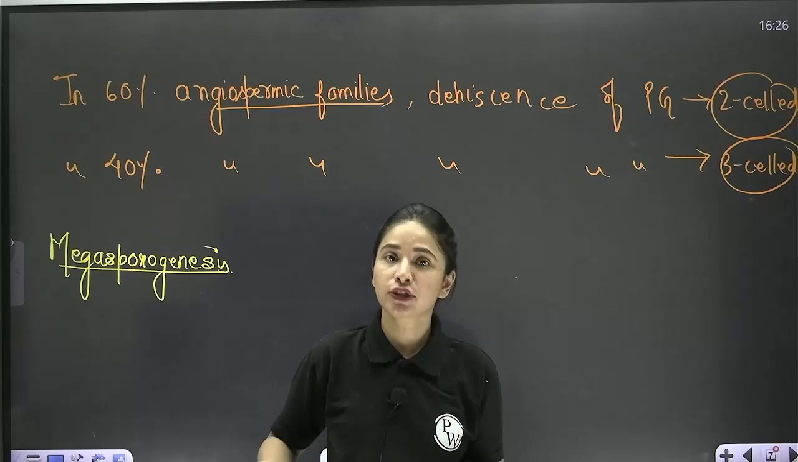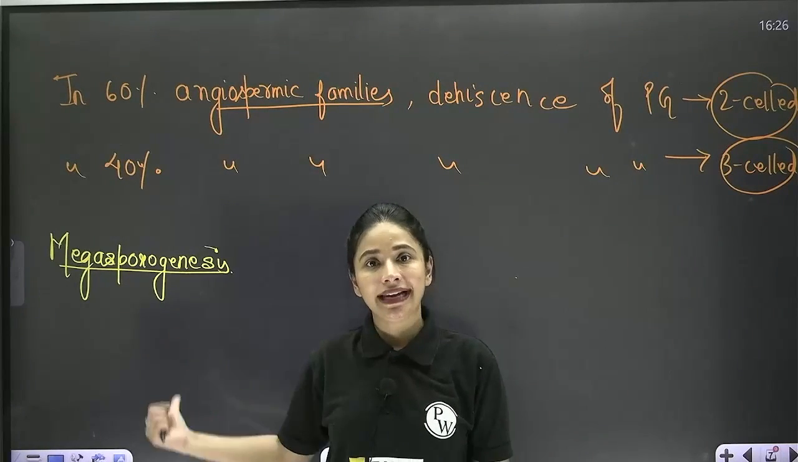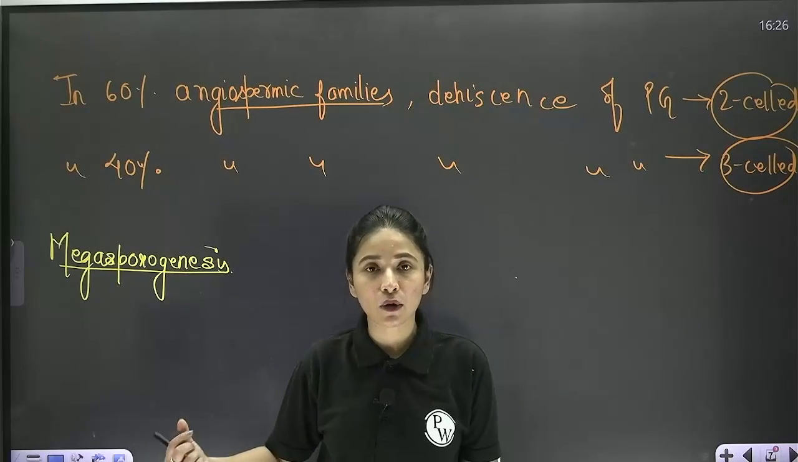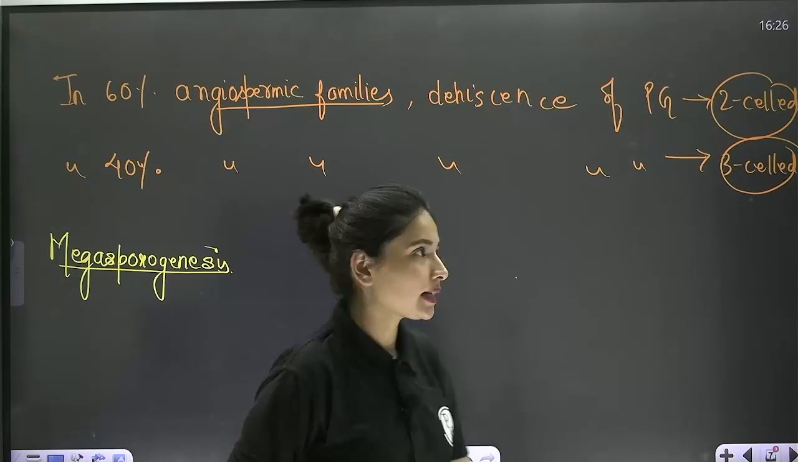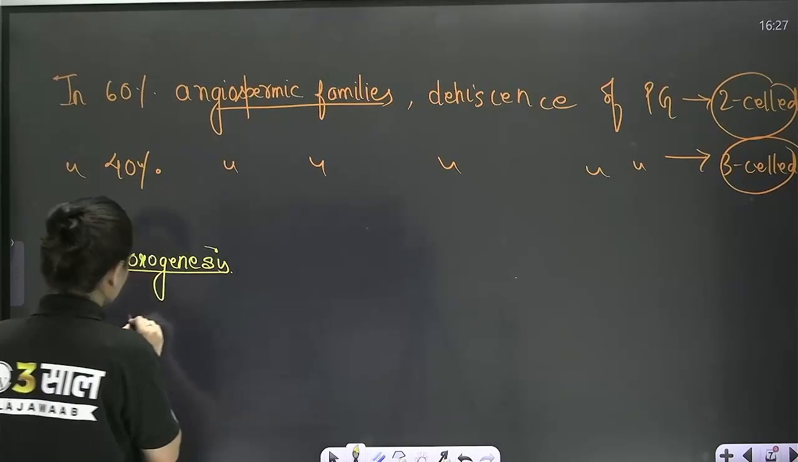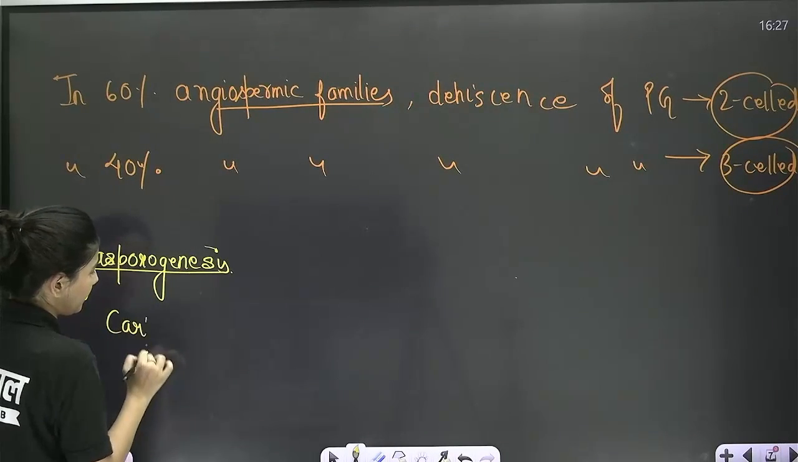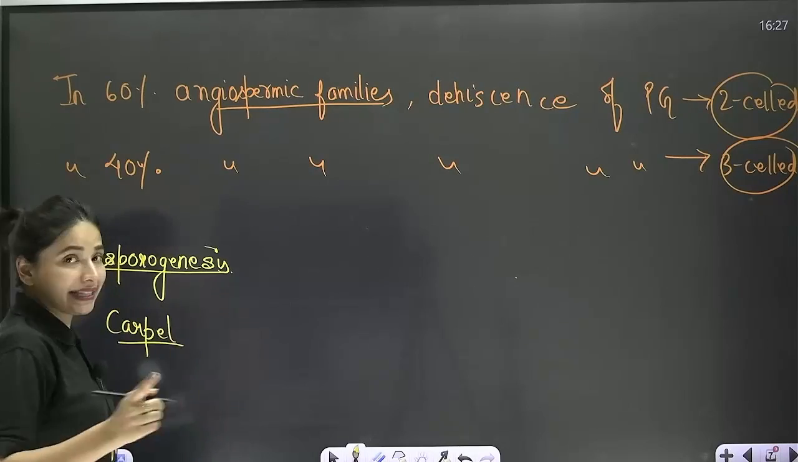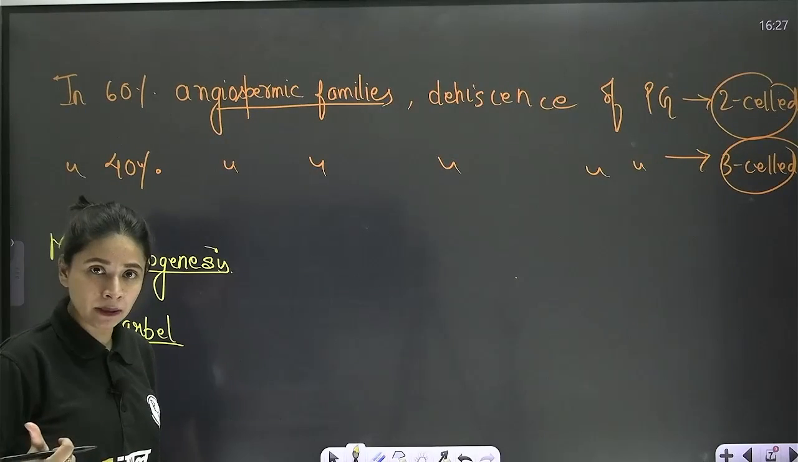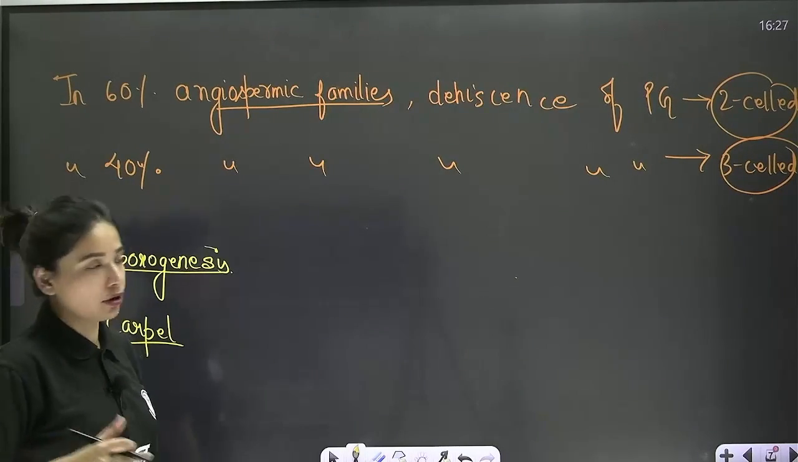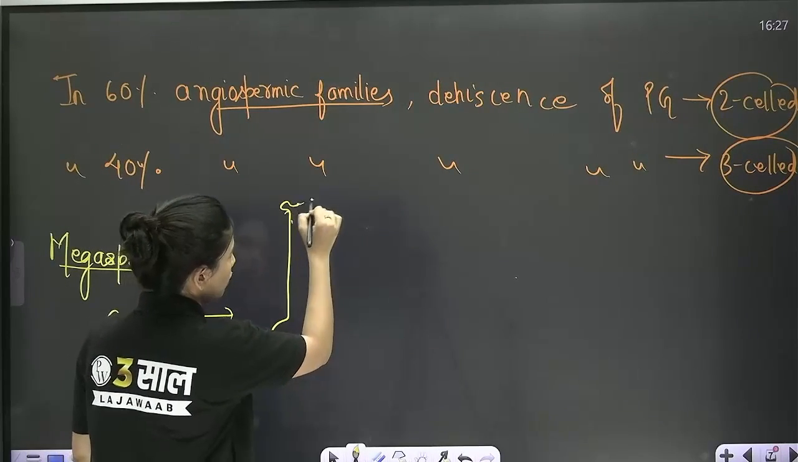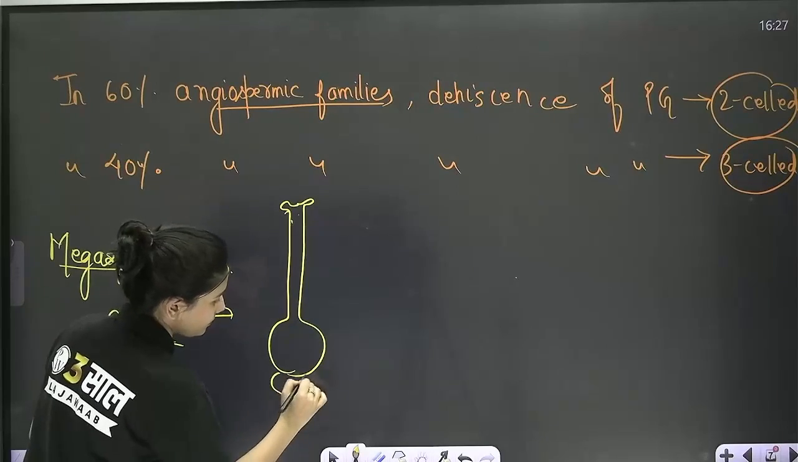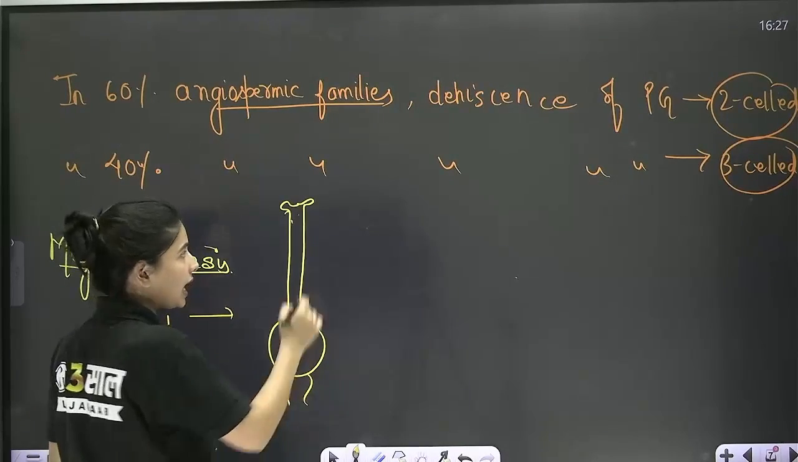So, now I have told you in theoretical manner. Let's see in the diagrammatic manner also, so that the entire picture becomes clear in your mind. Correct? So, for megasporogenesis, first you have to see a typical diagram of a carpel. Like there you have seen the structure of a stamen, and here you will learn the structure of the carpel. So, typically a carpel consists of three parts. Correct? This is how the carpel looks like.